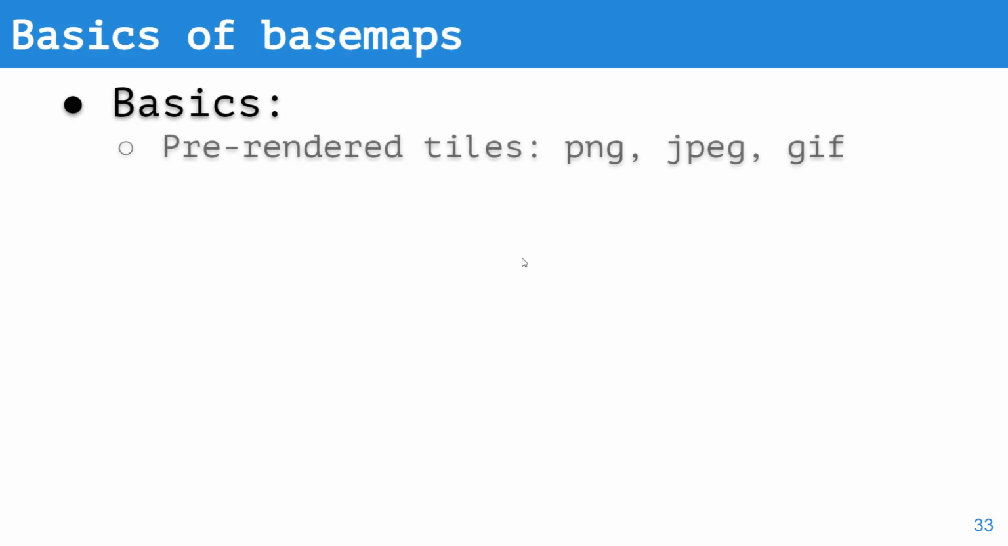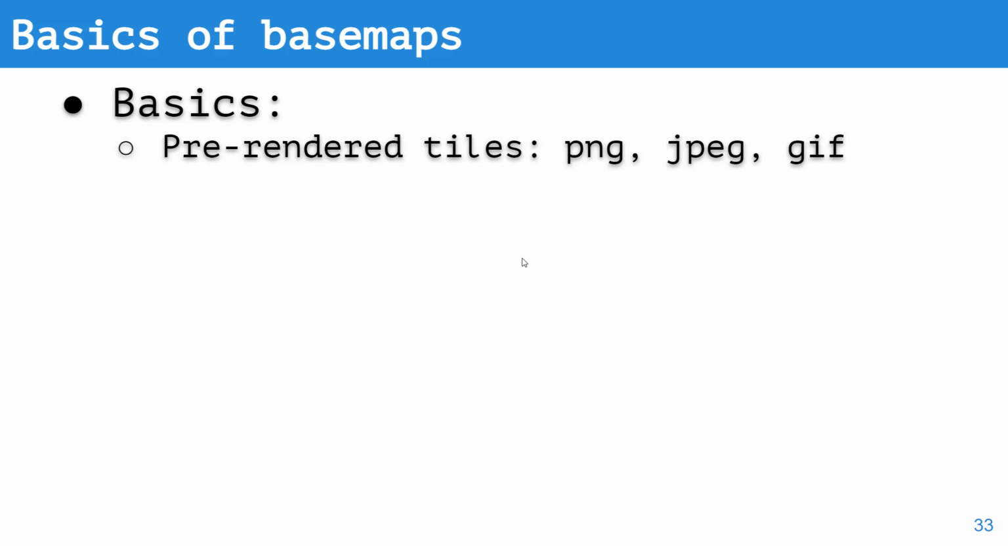So let's go over some of the basics again. A lot of the base maps and layers are pre-rendered tiles, and they're usually image tiles: JPEG, PNG, maybe GIF. I haven't seen too much GIF. PNG is pretty popular in that there's less royalties involved, so in the end it's cheaper for someone.